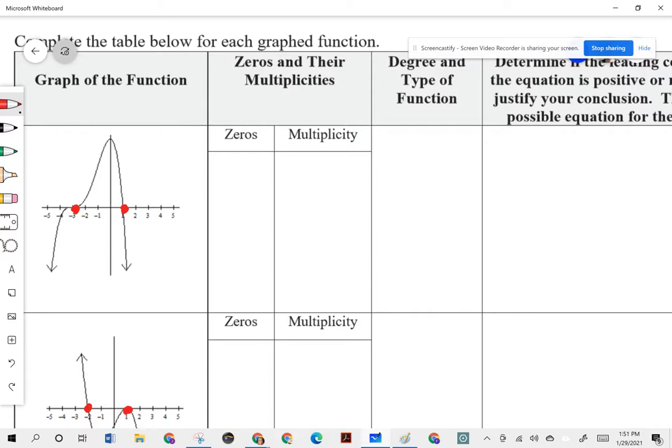You can see I've marked up the zeros. So we've got x is equal to negative 3. Notice that concavity changes, so that's going to be a multiplicity 3. And then we've got x equals 1, and that is going across the x-axis without changing concavity. So the degree and type of function, well, the minimum degree that it would be is going to be a 4. Okay, so the degree is 4, and then that is going to be what we consider quartic. Okay, so that's the name of a fourth degree polynomial.